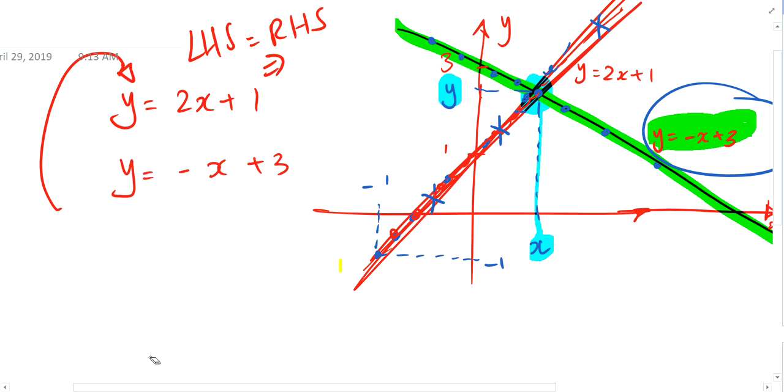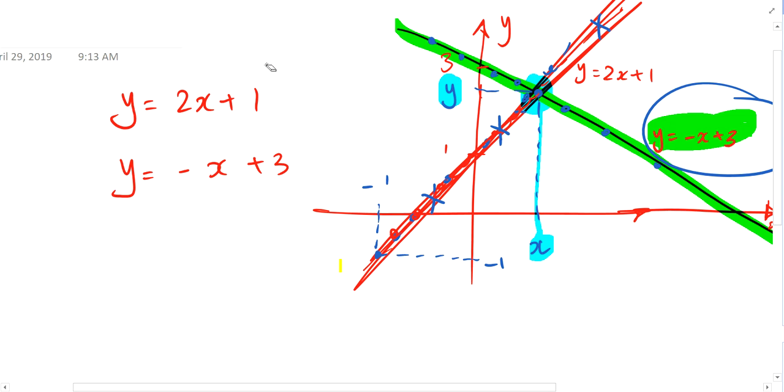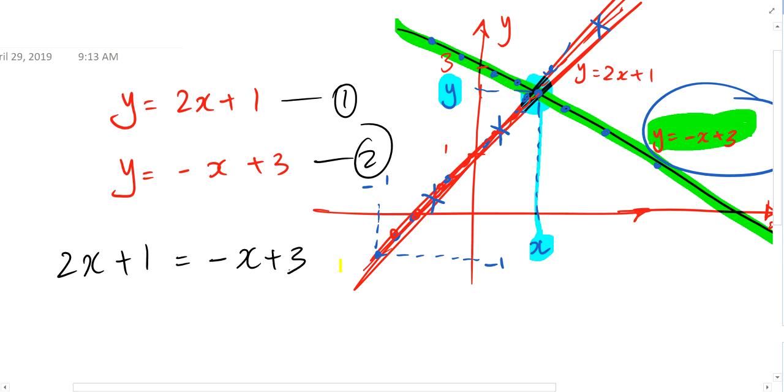If we do it by simultaneous equation, will you choose elimination or substitution over here? Substitution. So let me have equation number 1, equation number 2. So what will you substitute into what? Okay, 2x plus 1 equals to negative x plus 3. Why can we do this? Left hand side, they're all y, right? So every time you see a y, you substitute.